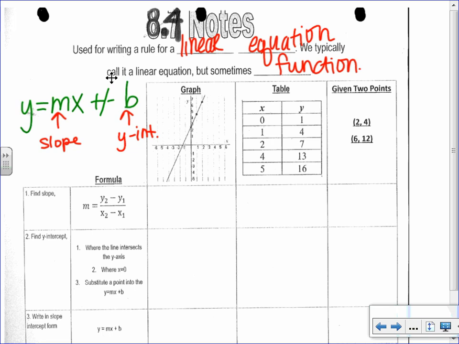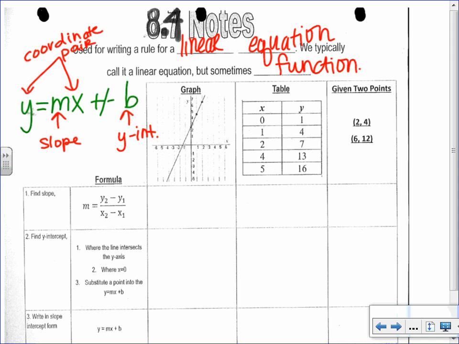Y and x can be any coordinate pair. This is just a coordinate pair that hopefully falls on the line. So y and x is any coordinate pair. M is slope, B is y-intercept.